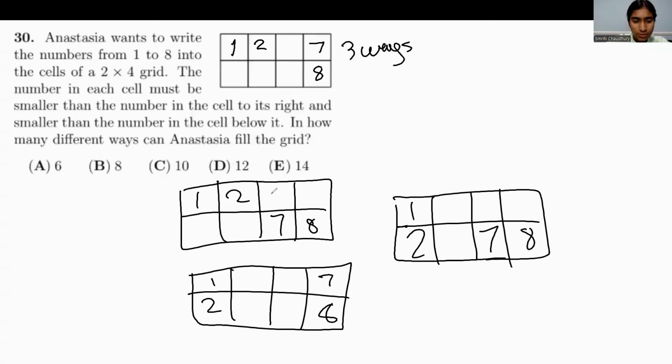Now in this situation, we can pair 3 and 4, or 3 and 5, or 3 and 6, and the other two numbers would be the other pair. So there's 3 different pairs we can make, and 2 different places we can put them. So 3 times 2 is 6. So this one has 6 ways.